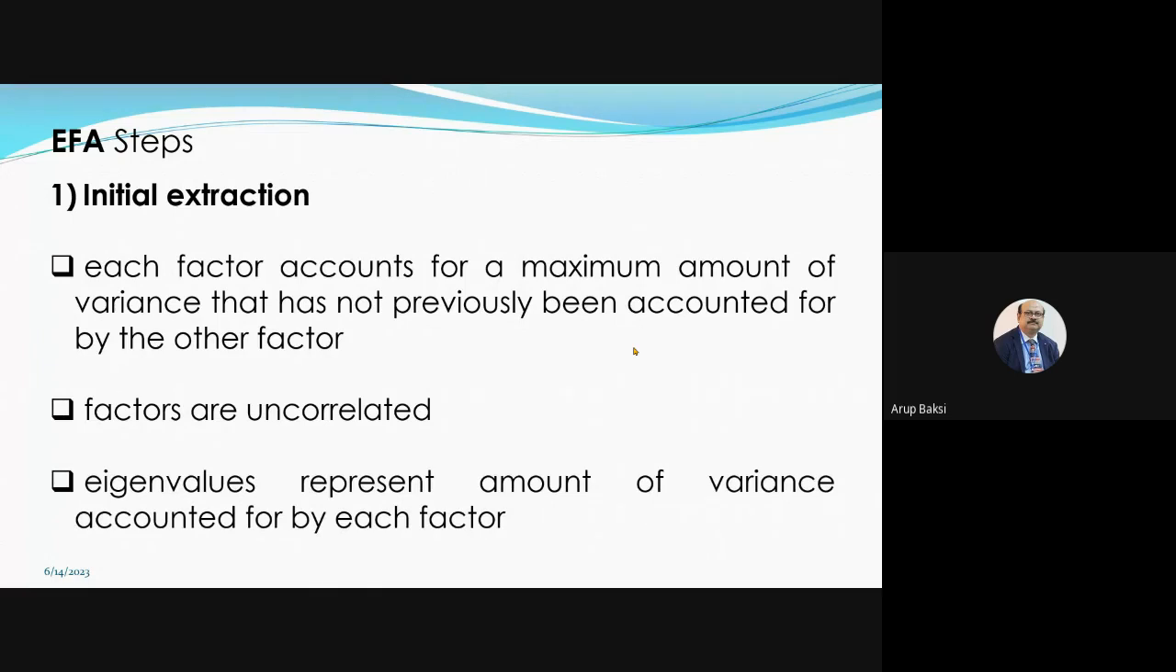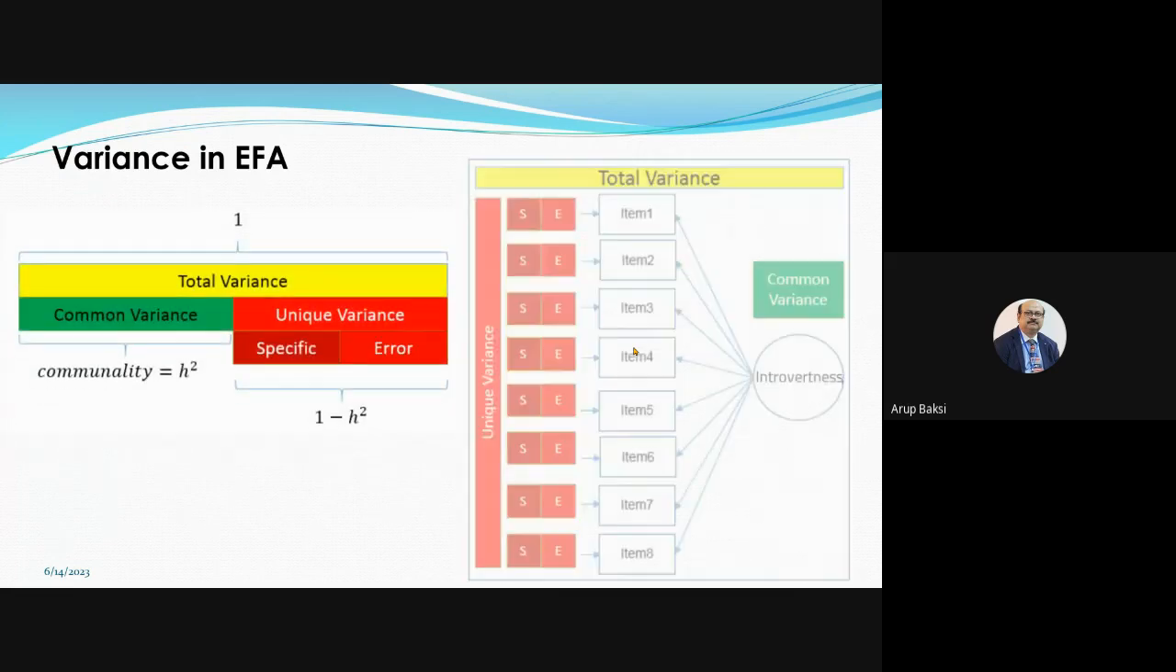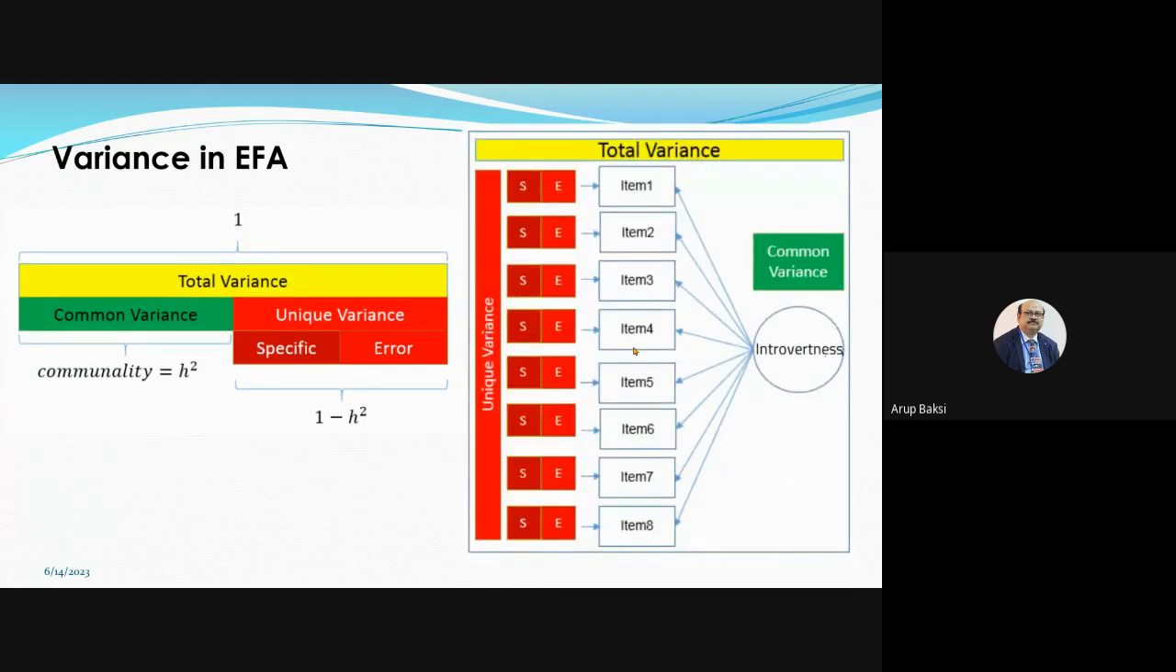Eigenvalues represent the amount of variance accounted for by each factor. Now, the variance in EFA is one of the most important and critical issues we see in exploratory factor analysis. There is a partitioning of the variance in factor analysis.